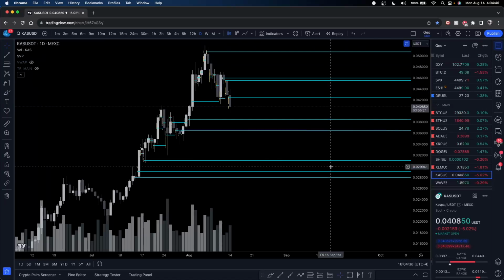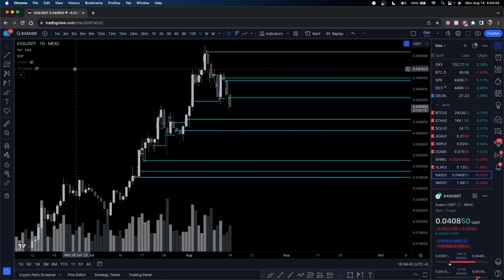Doge is pumping right now. I hope I'm still in my long. I don't remember if I am.